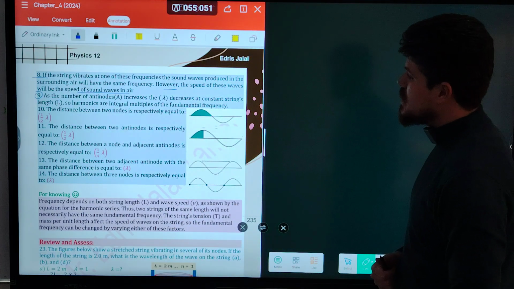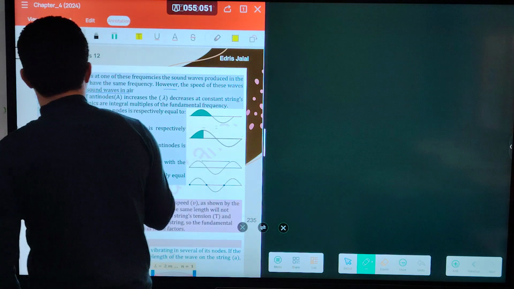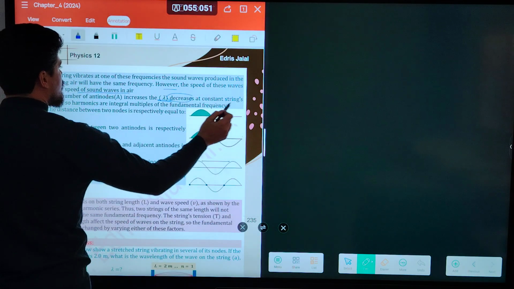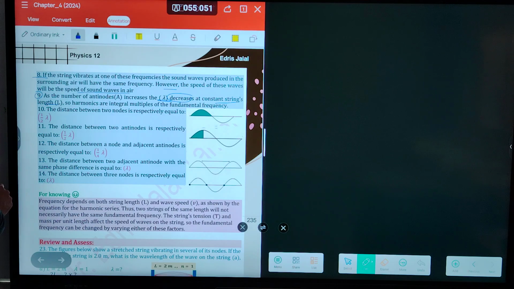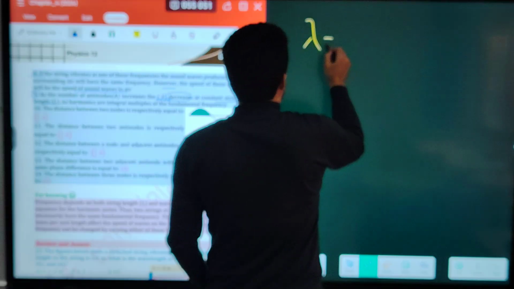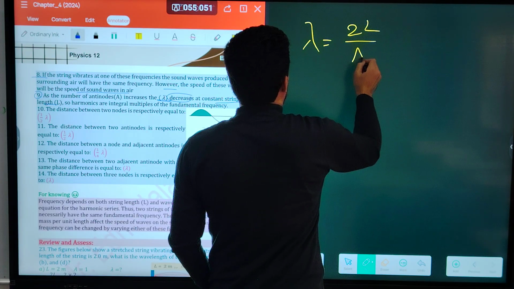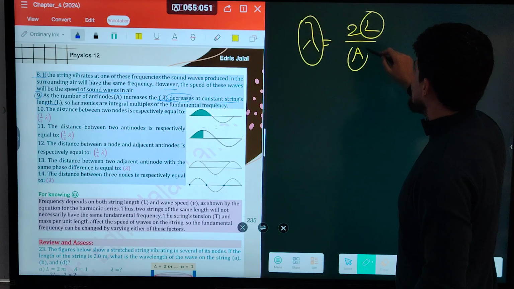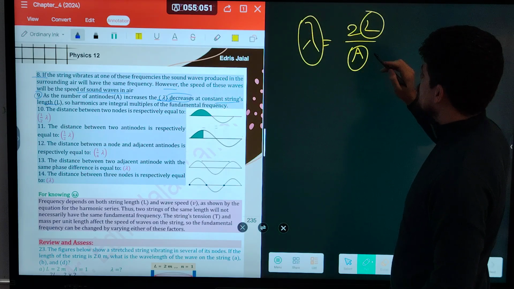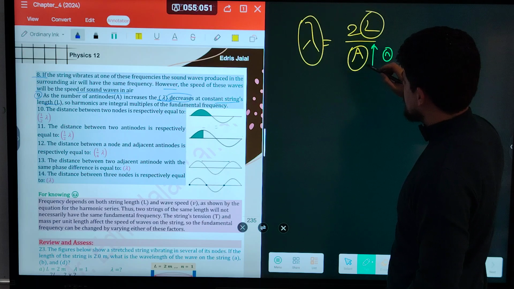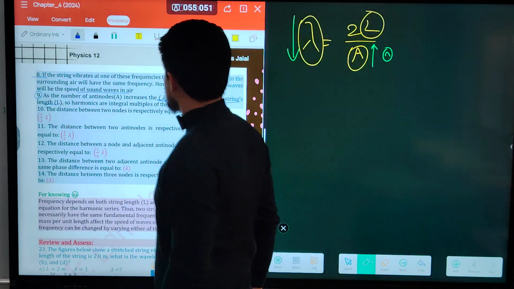When the number of antinodes increases, what happens to the wavelength? It decreases, at constant string length. Also, you can say wavelength is 2L over the number of antinodes. At constant L, what is the relation between wavelength and number of antinodes? It is inversely proportional. More antinodes means a higher harmonic, which has less wavelength.